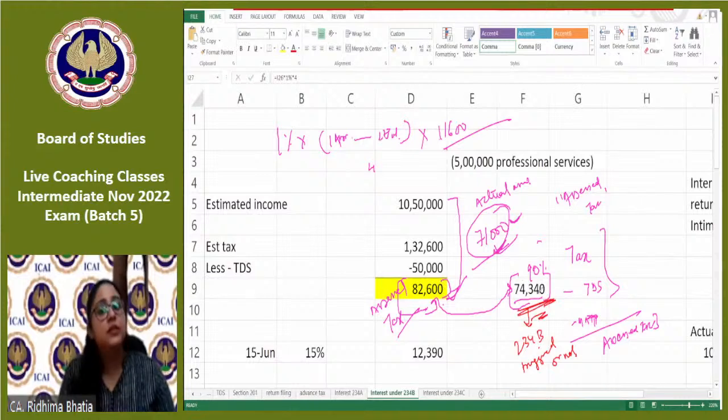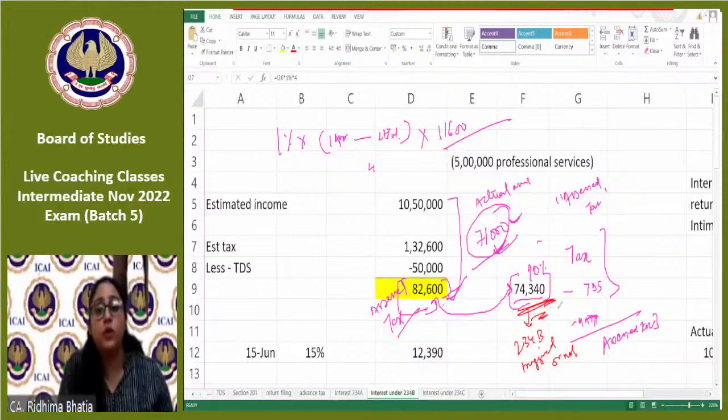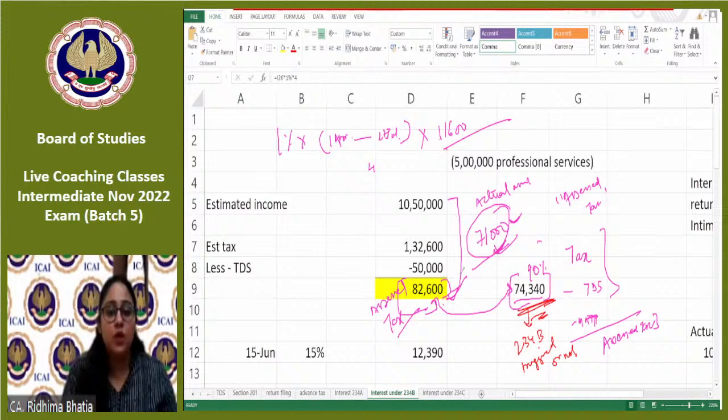The moment my actual tax is less than this amount, then 234B has to come. But if my actual advance tax is more than this amount, even if there's a shortfall, 234B would not come. Government says 10% upar niche would do and will not calculate the interest. But if you have actually deposited nothing or less than the 90% amount, then interest would come. And interest would come on what amount? On the difference, 82,600 minus 71,000. Clear?